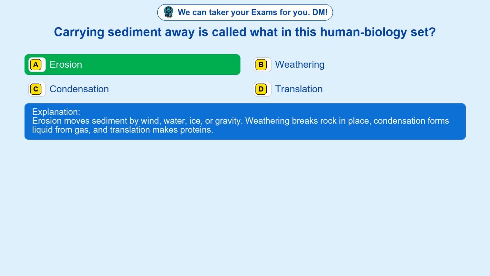Erosion moves sediment by wind, water, ice, or gravity. Weathering breaks rock in place, condensation forms liquid from gas, and translation makes proteins.